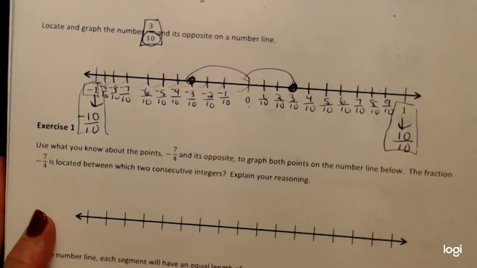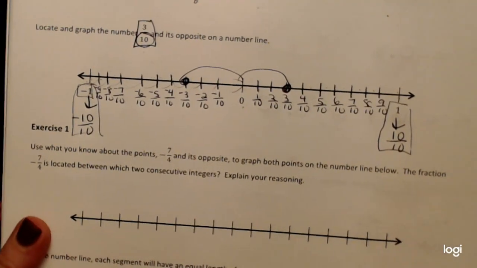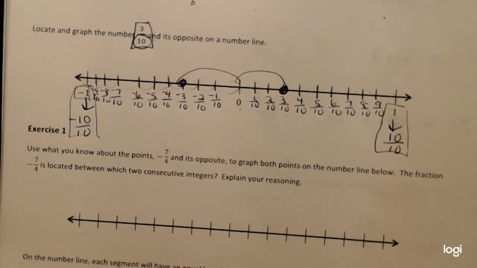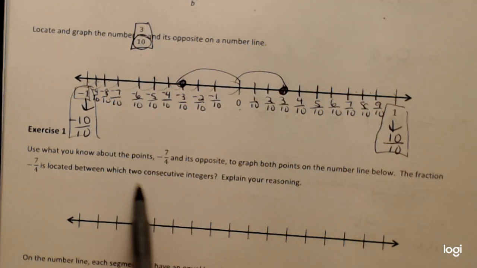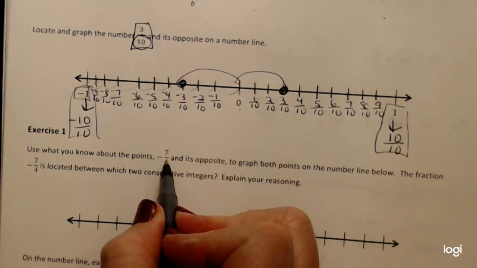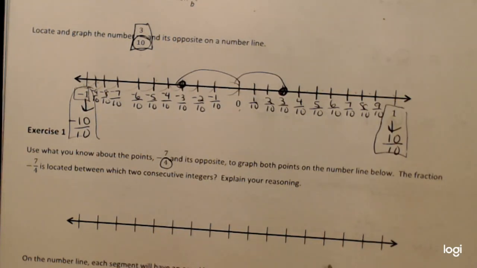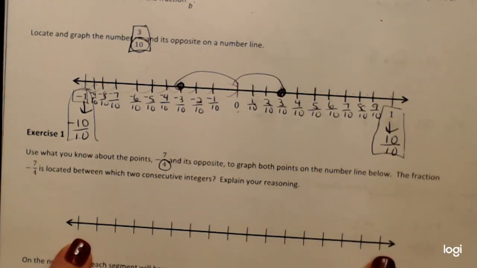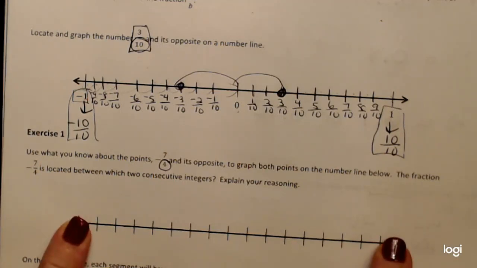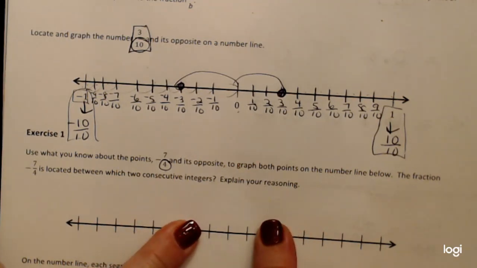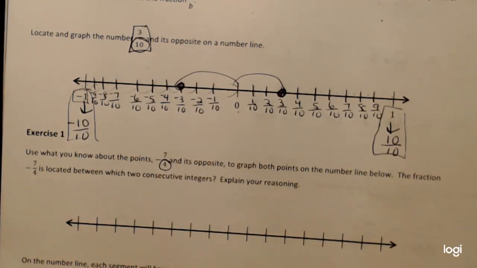All right, so we're going to use what we know about the points -7/4 and its opposite. Now remember, when we're graphing rational numbers, we're going to look at what we call the denominator, which is our 4 right here, and that's how we're going to number our number line. So first of all, we need to find the center. I always start at both ends and work my way in until I find the center. And we're going to put 0 here in our center.